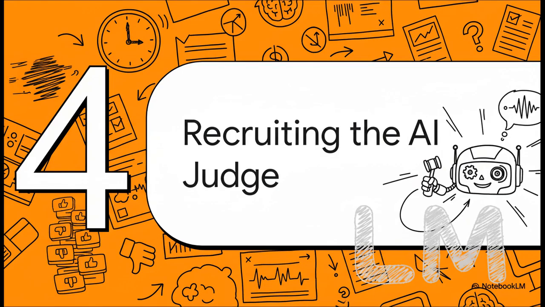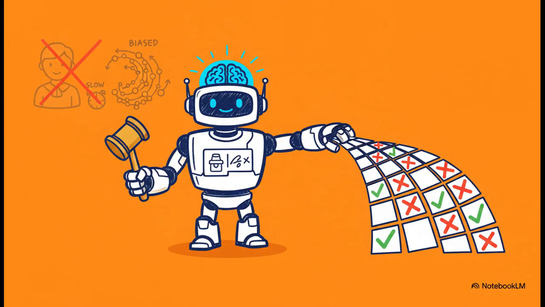So, if humans are too slow and expensive, and clicks are too biased, what's left? What if you could recruit a completely new kind of judge? What if you use an AI to judge the AI? This was the big breakthrough idea that came out of eBay. The question was, what if you could just sidestep the whole problem? Forget the slow humans, forget the biased click data.